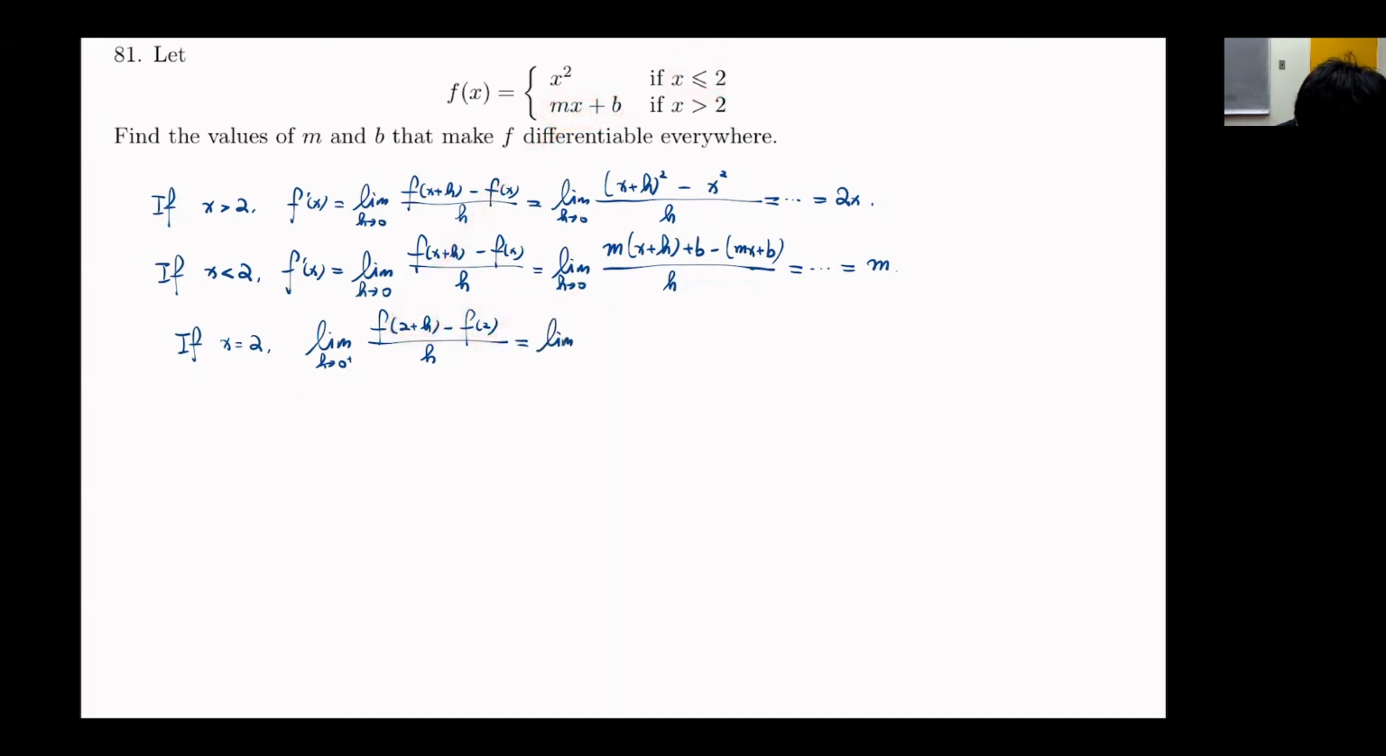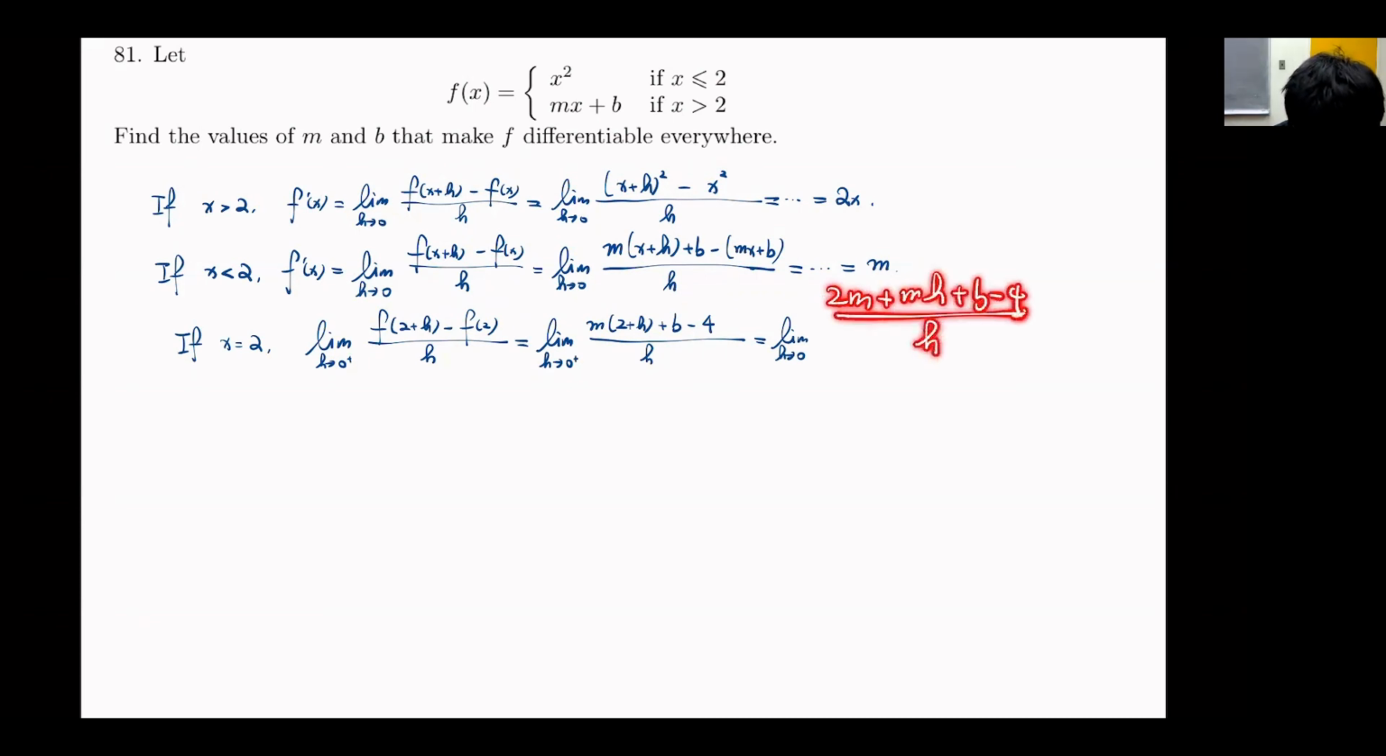So f of 2 plus h will be m times 2 plus h plus b, minus 4, divided by h. Okay, so this one needs to be simplified, and you could simplify this fraction as follows. So the numerator is going to be 2m plus mh plus b minus 4.